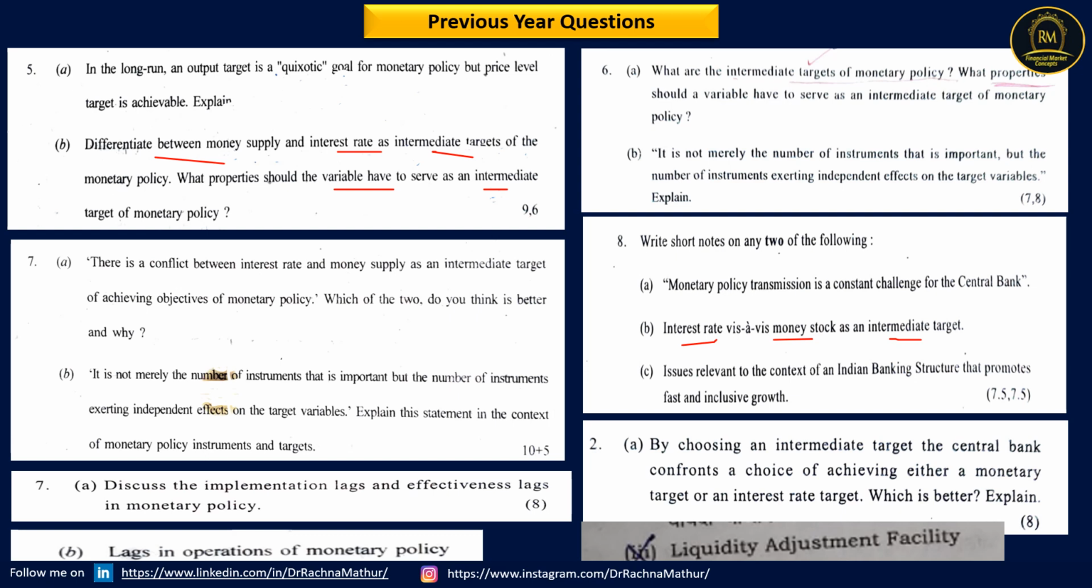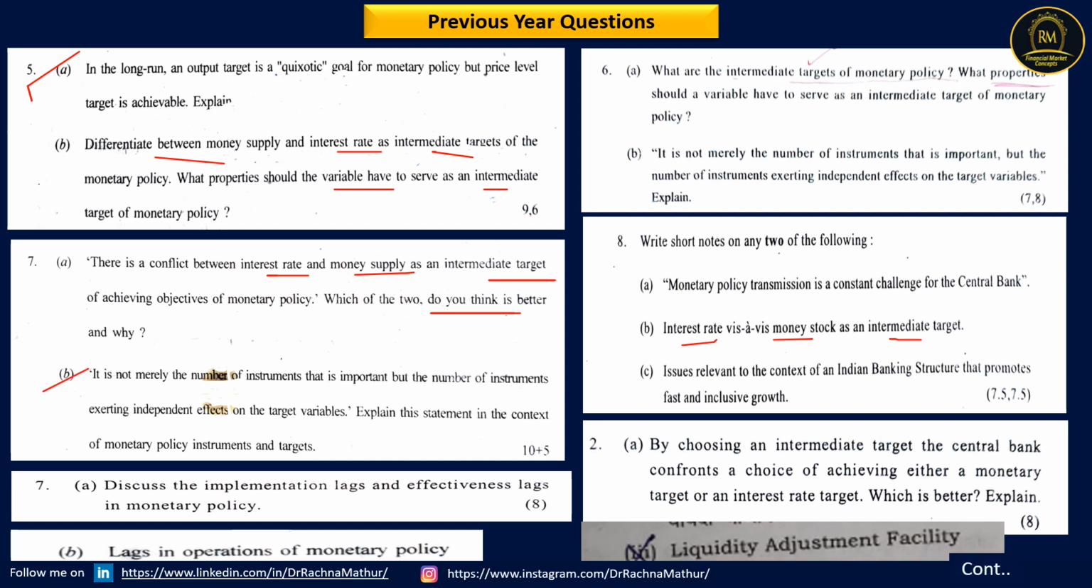Here again, the conflict between interest rate and money supply as an intermediate target. Which of the two do you think is better and why? Now, the next is: in the long run, the output target is a quixotic goal for monetary policy, but the price level target is achieved. This I have explained in my video also. It is not merely the number of instruments that is important, but the number of instruments exerting independent effects on the target variable. Explain the statement.